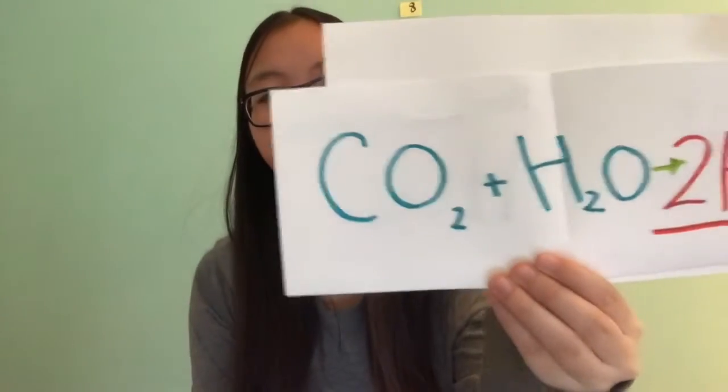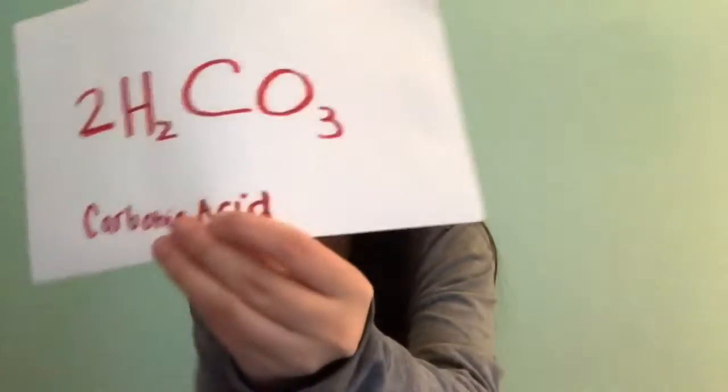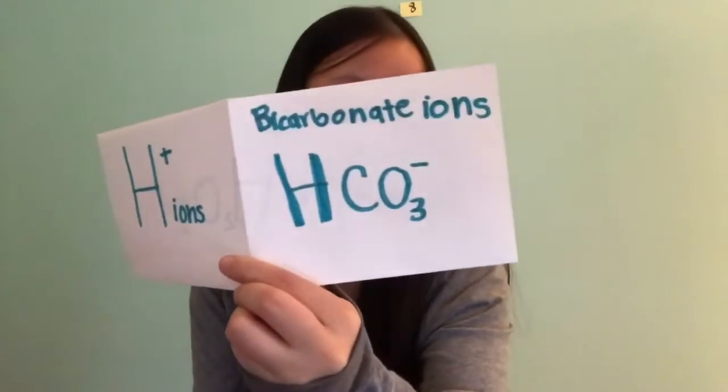What does this do on a molecular level? The decrease in pH indicates an increase in acidity. So how do these ions form? Carbon dioxide and water mix to form carbonic acid. This carbonic acid then breaks into H+ ions and bicarbonate ions.